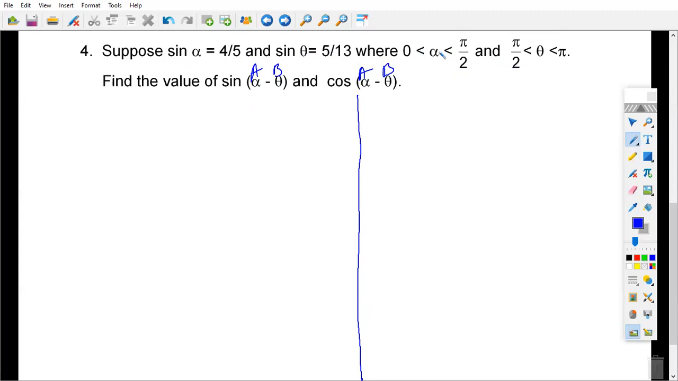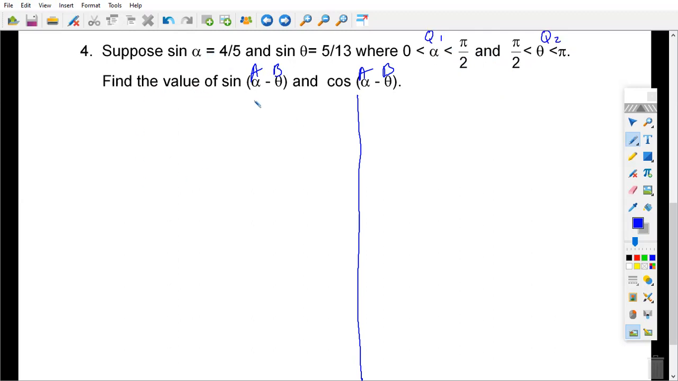It says that your alpha is between 0 and pi over 2, and theta is between pi over 2 and pi. If I'm between 0 and pi over 2, that means I'm in quadrant 1. If I'm between pi over 2 and pi, I'm in quadrant 2. Agree? Okay. So here we go.